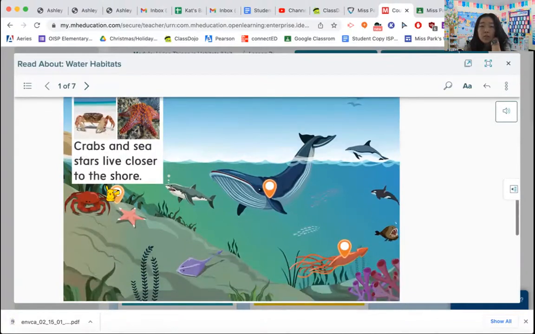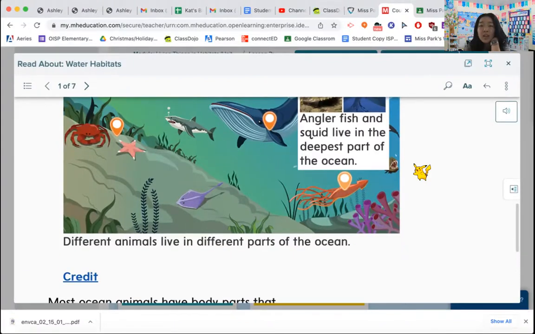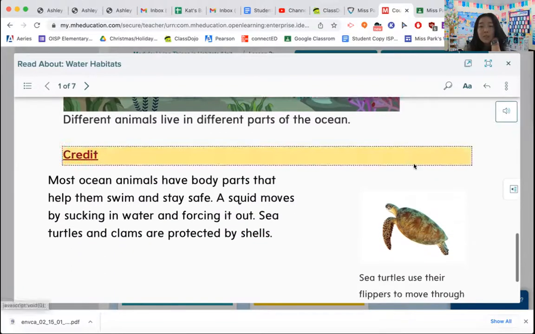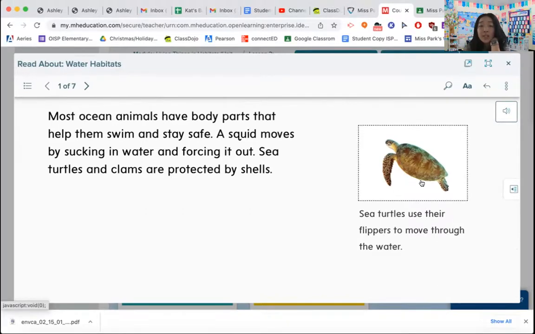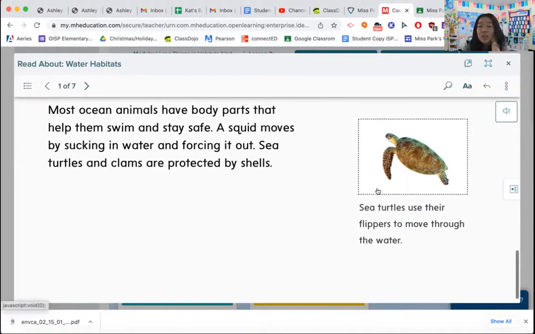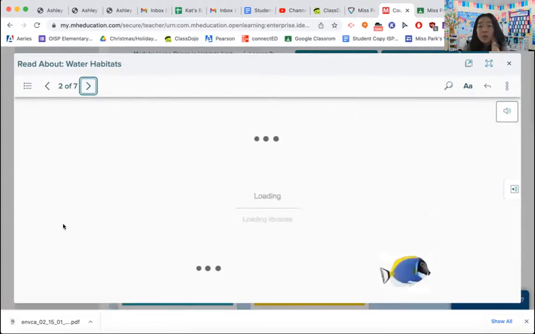So we learned that crabs and sea stars live closer to the shore. Whales, dolphins, and sharks swim in the deep water away from the shore. And anglerfish and squid live in the deepest part of the ocean. Different animals live in different parts of the ocean. Most ocean animals have body parts that help them swim and stay safe. A squid moves by sucking in water and forcing it out. Sea turtles and clams are protected by shells. Here we see a sea turtle using their flippers to move through the water.